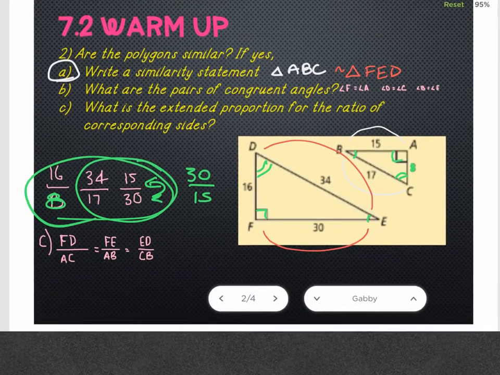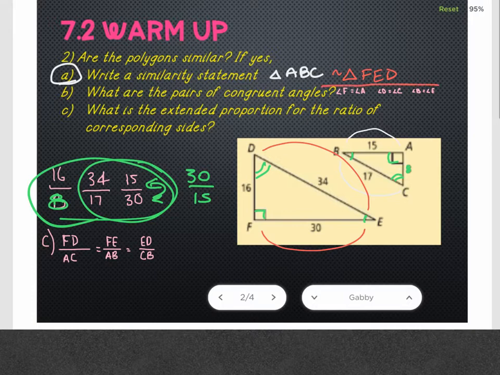B says, what are the pairs of corresponding angles? And that's here. Angle F equals angle A, D equals C, and B equals E. And C, what's the extended proportion for the ratio of the corresponding sides? And that's what is here. FD over AC would equal FE over AB would equal ED over CB. You could write it like that. You could flip them upside down. You could put them in any order as long as FD goes with AC, FE goes with AB, and ED goes with CB. It doesn't matter the order between your fractions.